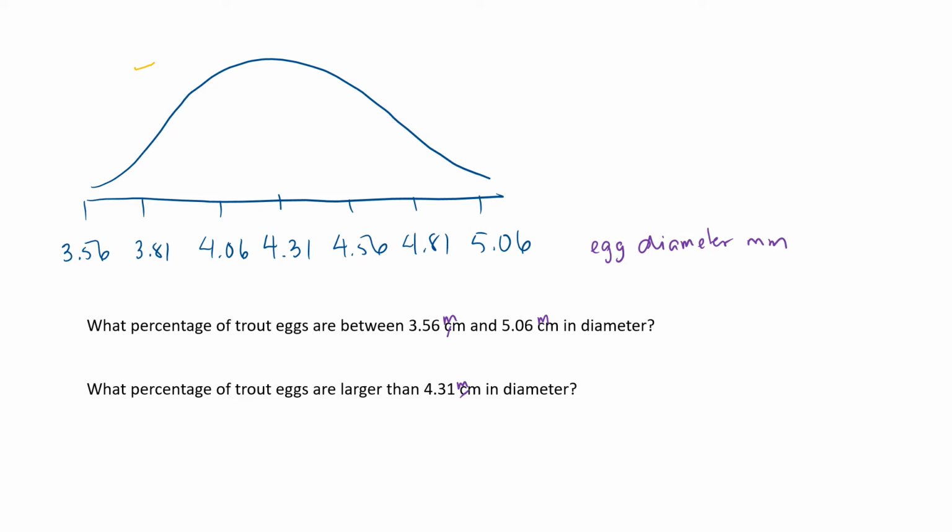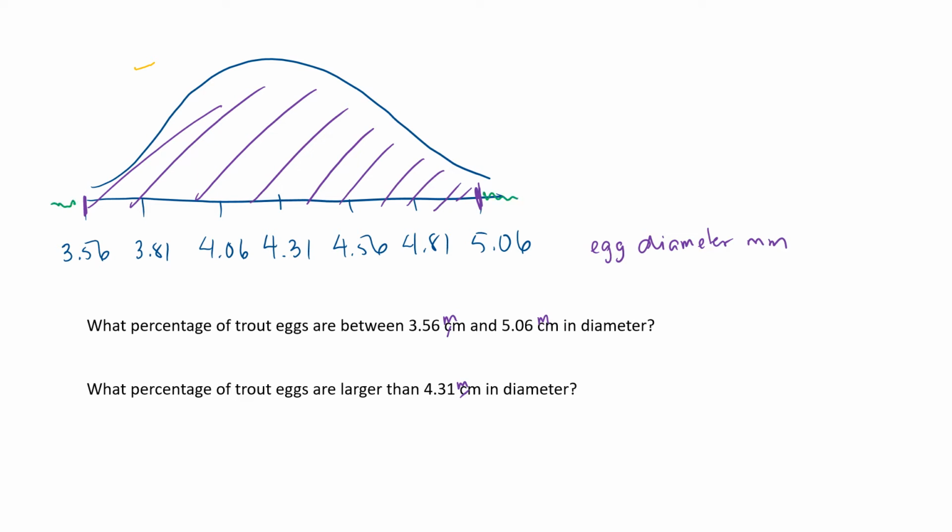So we have what percentage of trout eggs are between 3.56, so here's 3.56, and 5.06. That means nearly the entire curve. There's only just a little bit missing, this little bit on this side and this side. So it's nearly 100%. And more accurately, it's actually closer to 99.7%. And we're going to have a table that we can look those things up on.